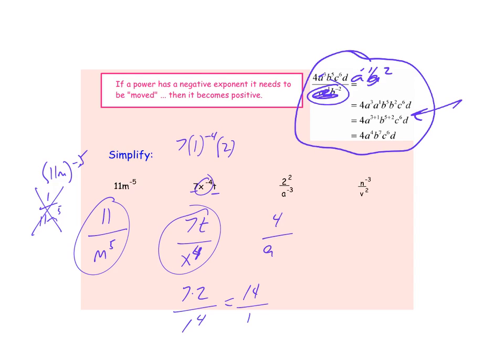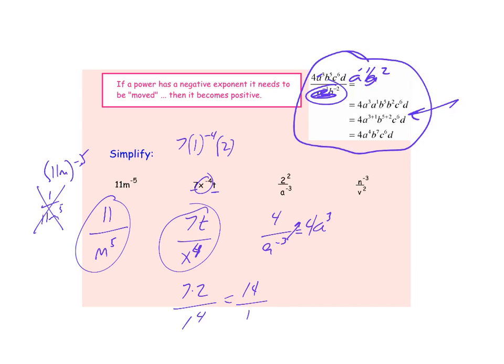And again, this is over a to the negative 3rd. Well, that just means the a to the negative 3rd goes up top. So this is just 4a to the 3rd. And again, make sure when you move it up top that you change that to a positive exponent. That's what changes when we make the move there.